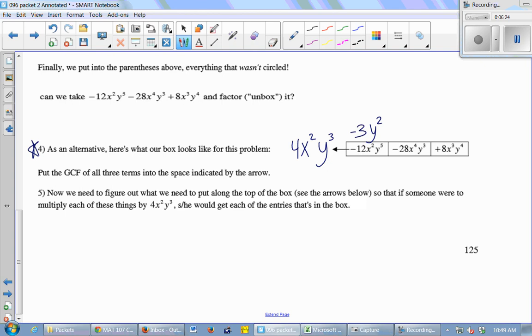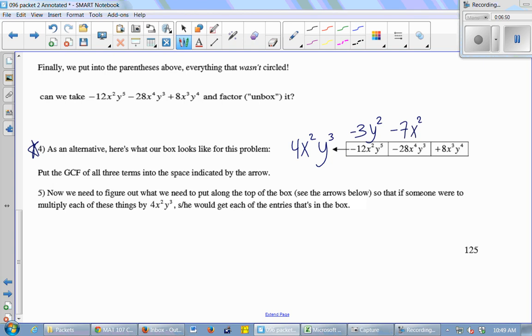Good. Then we do it for the next box. Negative 4 times what gives you negative 28? Negative 7. Yeah. X squared times what gives you x to the fourth? X squared. And y cubed times what gives you y cubed? 1. I could write a times 1 there, but it doesn't change anything, so I'll just leave it.